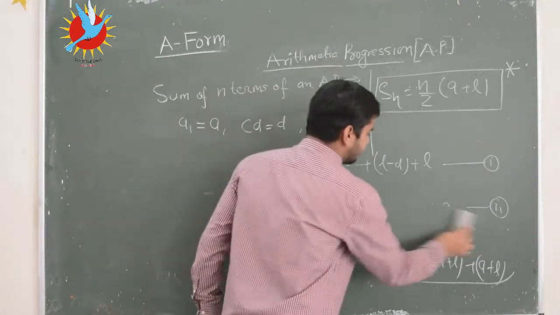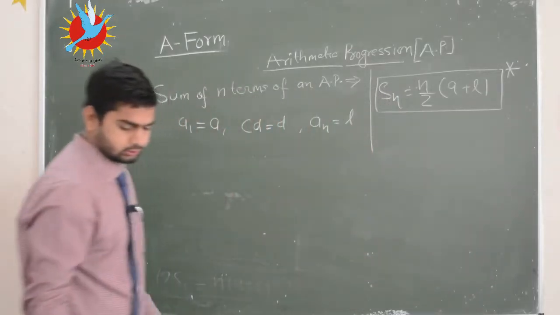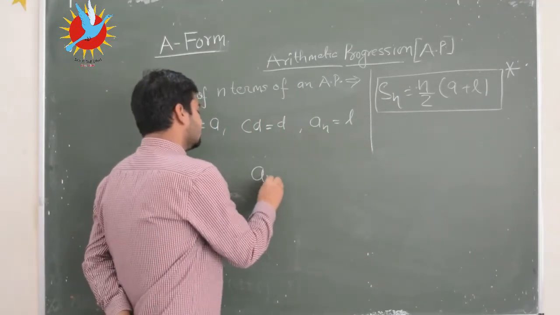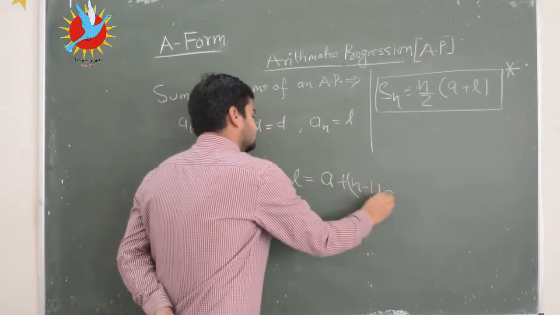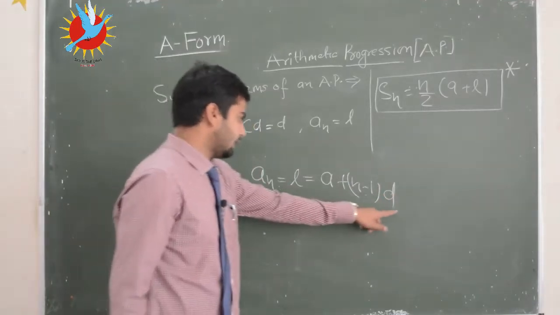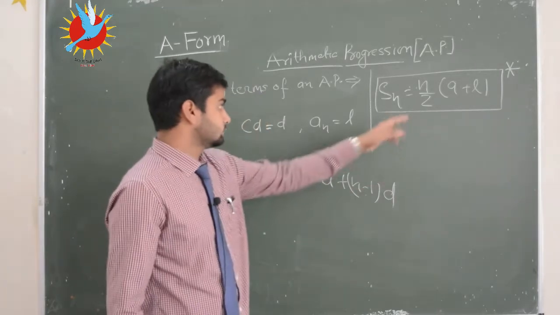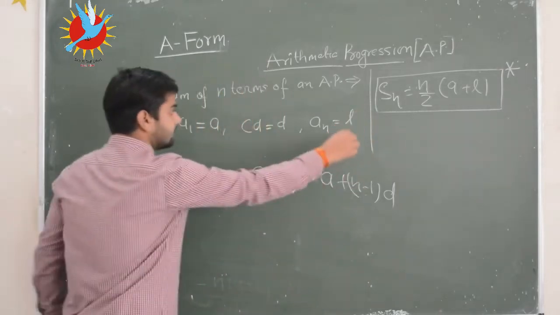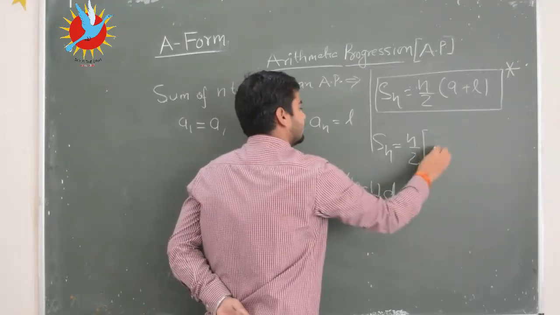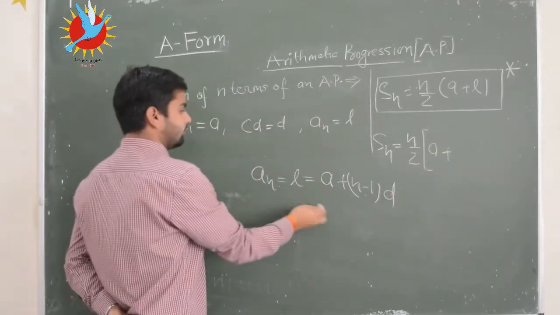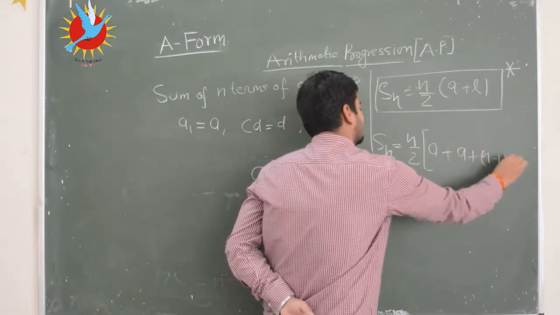In our previous class I told you the last term or nth term formula. It was an equal to l, and that is equal to a plus (n minus 1) into d. So if l is not given, but d, a and n are given, we will put this value a plus (n minus 1) d in this formula in place of l. So we will get Sn equal to n by 2 into a plus a plus (n minus 1) into d.